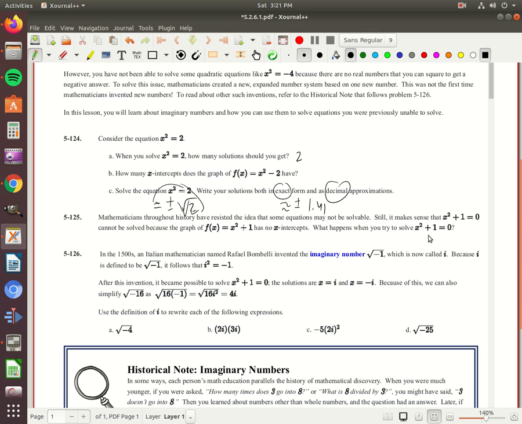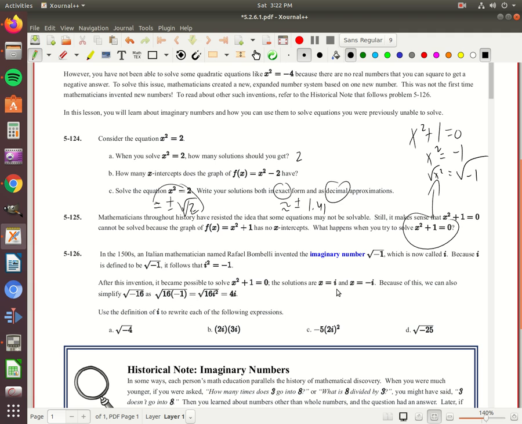So it says, what happens when you try and solve x squared plus 1 equals 0? When we try and solve x squared plus 1 equals 0, we get this. And we have to take the square root of a negative. And we resist that, right? A negative times a negative equals a positive, so how can we get that? Well, in the 1500s, an Italian mathematician named Rafael Bombelli, clever, right, invented an imaginary number, the square root of -1, which is now called i, because i can be defined to be the square root of -1. It follows that i squared equals -1.